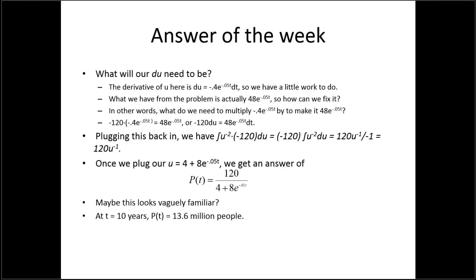Okay, and because we're looking for this at a definite point, we don't need to have a constant there. We don't need a plus c. So at t equals 10 years, our population is 13.6 million people. So I really just did this example not because I like to talk about Yardley, Pennsylvania, but because I like you guys to see how differentiation and integration really are the opposite of each other and how they fit together. Okay, so that's it.